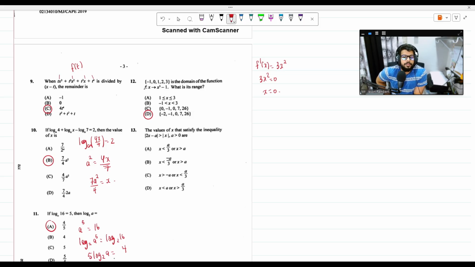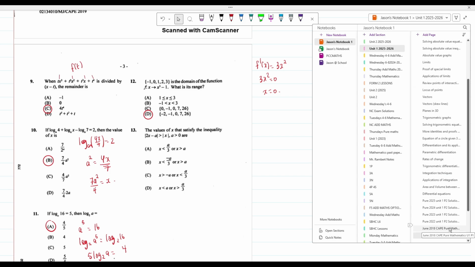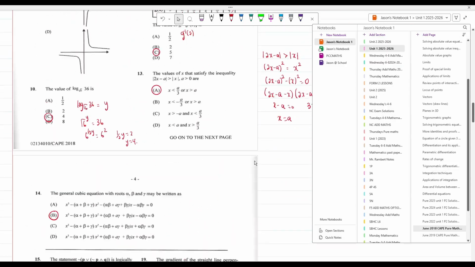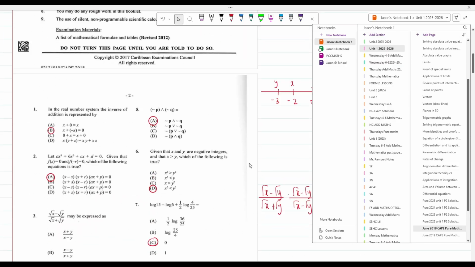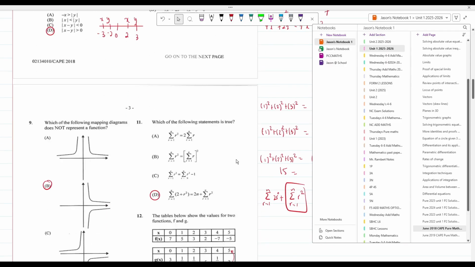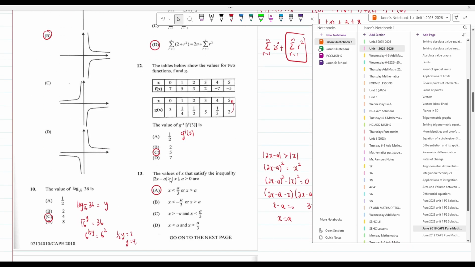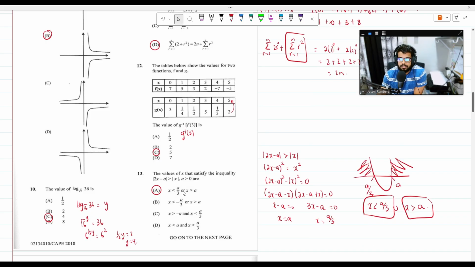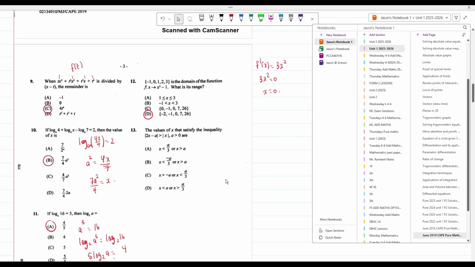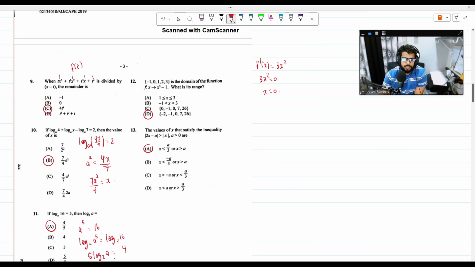Look at the repeat question here. Just to show you the repeat question, let's go back to 2018 and see: 2x minus a is greater than x. Just remember, don't worry with the sign and the word in between them. It's always going to be less than a over 3 and more than a as long as the numbers persist. Less than a over 3, more than a. So the answer for number 13 is A.